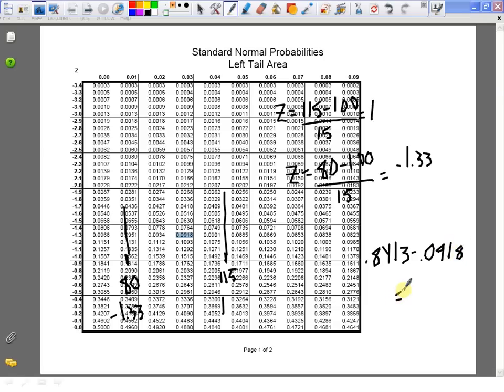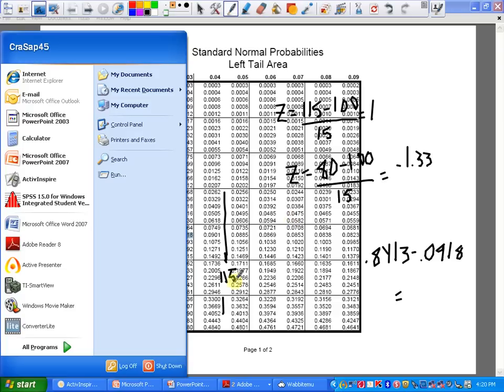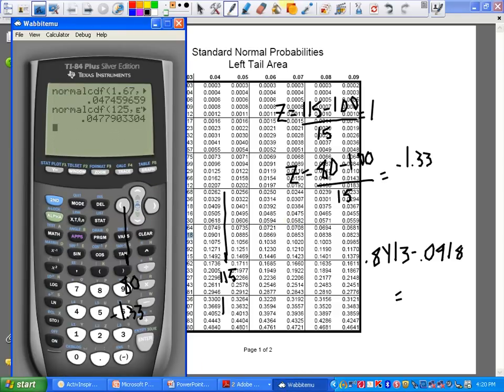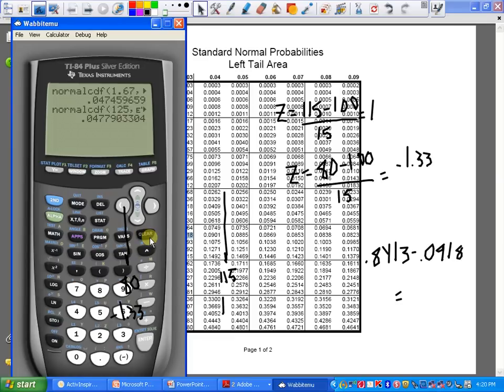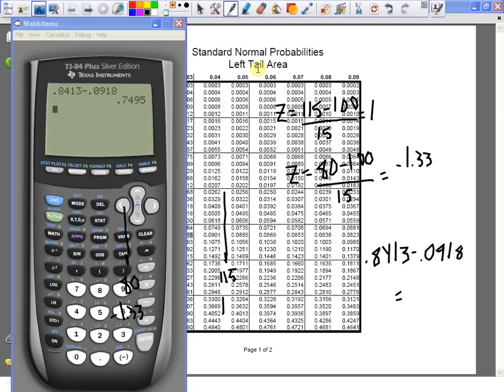And I'll get that from the calculator. Get that difference. So we have 0.8413 minus 0.0918. So that's our answer. That's the proportion in between. Almost 75%. Basically 75%. So I'll get 0.7495.